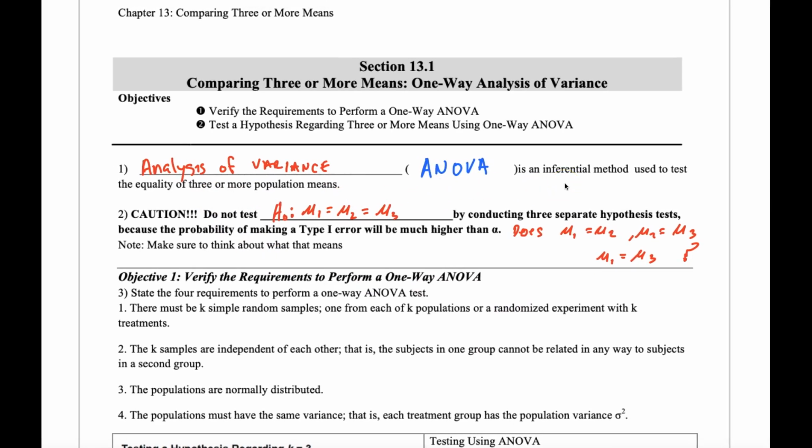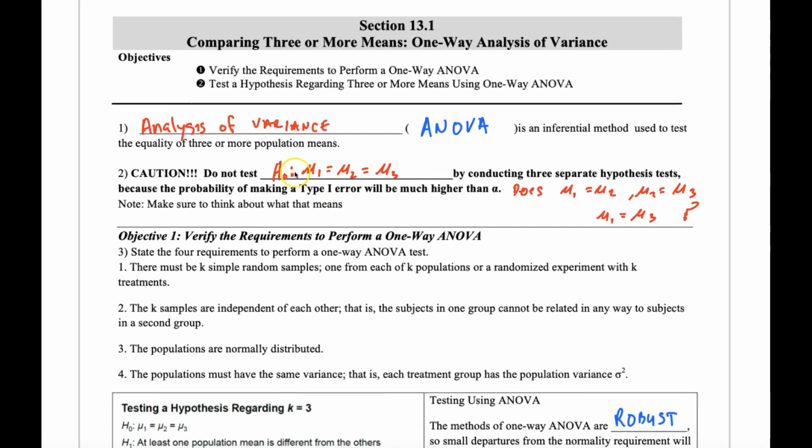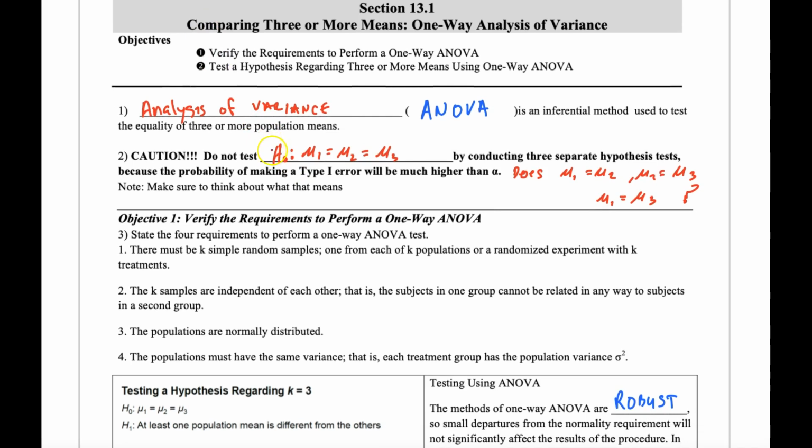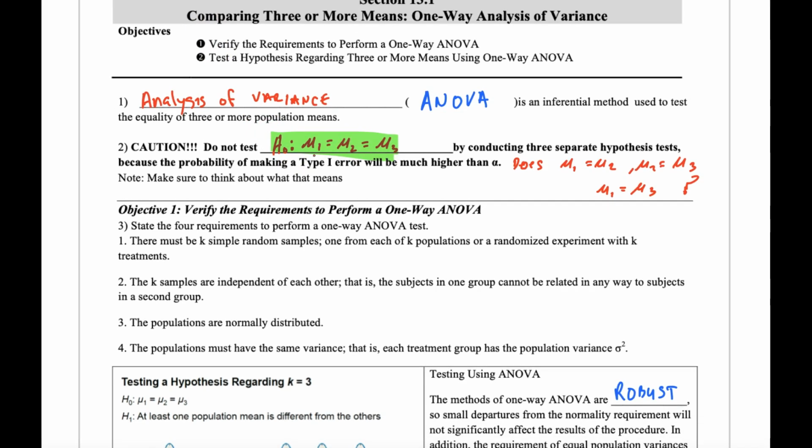Again, this is part of inferential statistics, and we use it to test equality of three or more population means. And so the null hypothesis for analysis of variance is that the mean of 1 equals the mean of 2 equals the mean of 3.